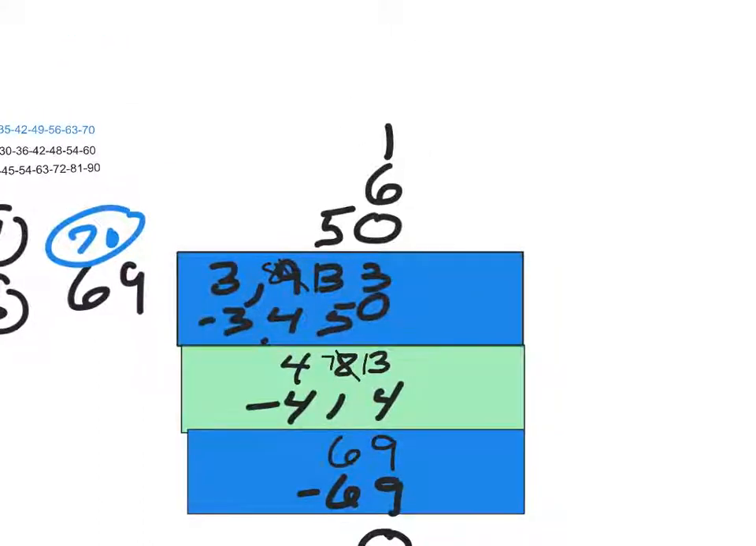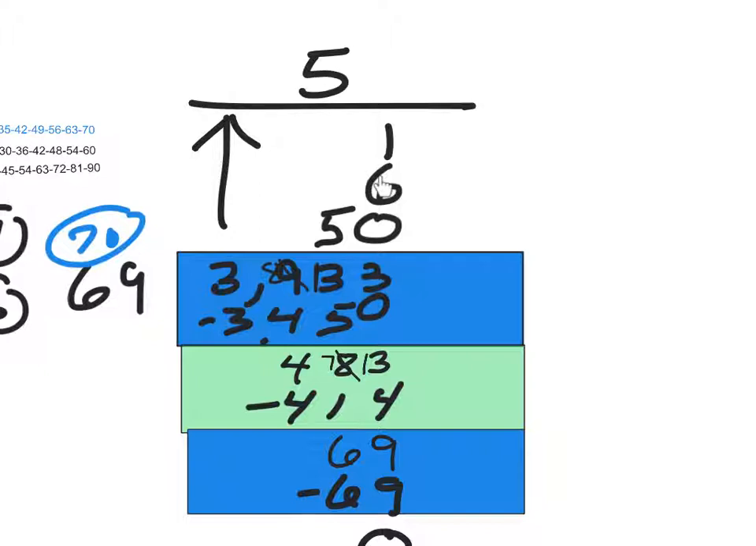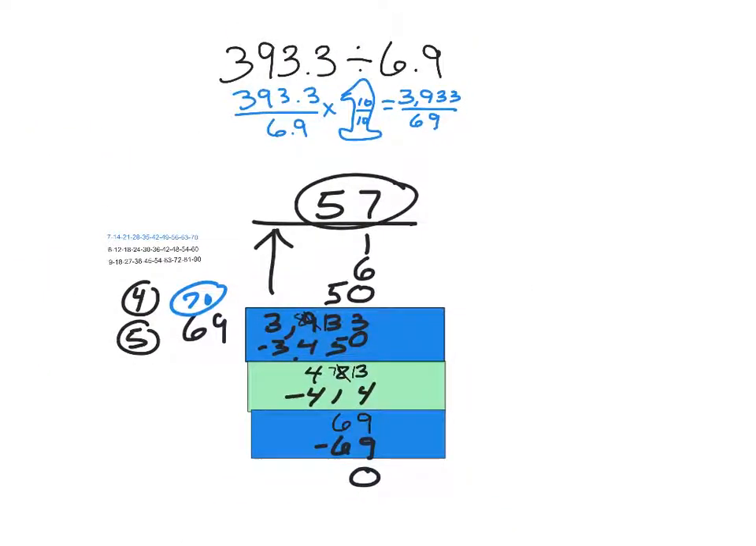So let's go ahead and make a little more room. Draw my line. And I'm adding up this way. I get 5 in the tens column. And 6 and 1 is going to give me 7 in the ones column. And 57 is your answer. Let's review this a little bit one last time. 393.3 divided by 6.9 equals 57.